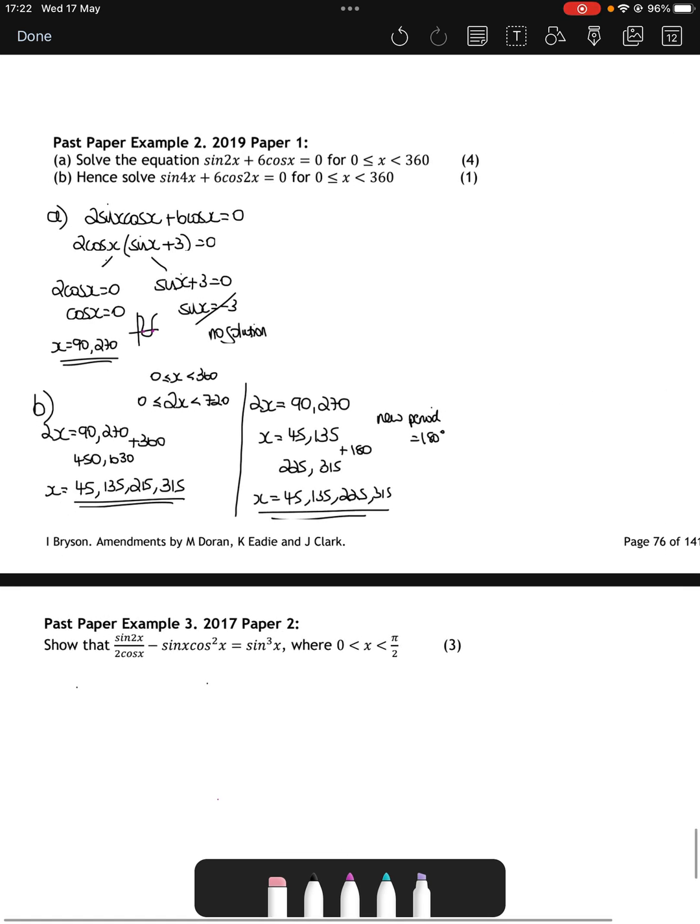One mark, obviously it's a level A mark, figuring that out.